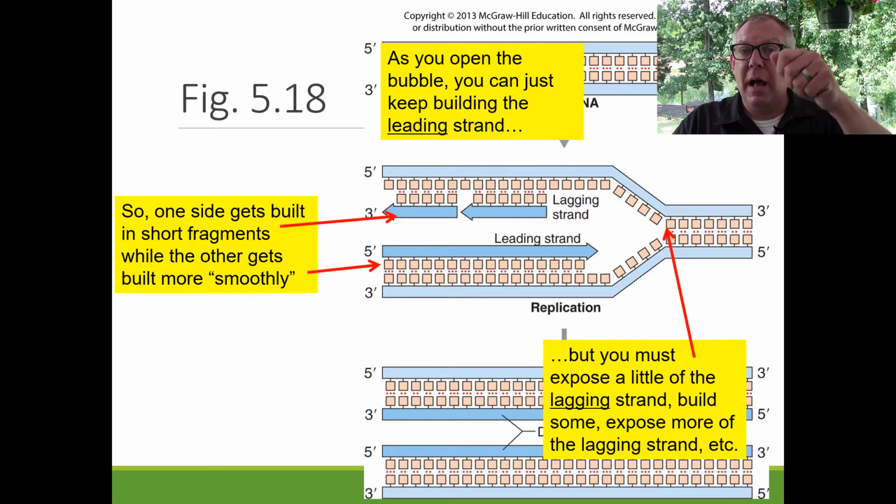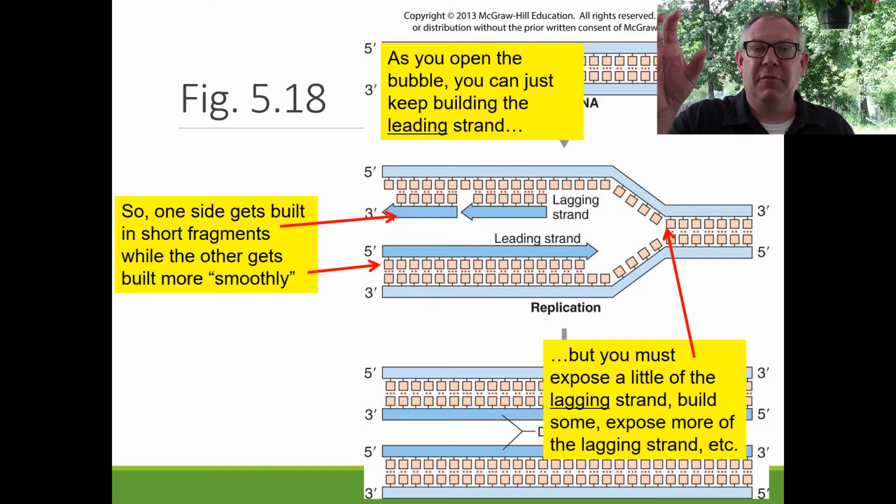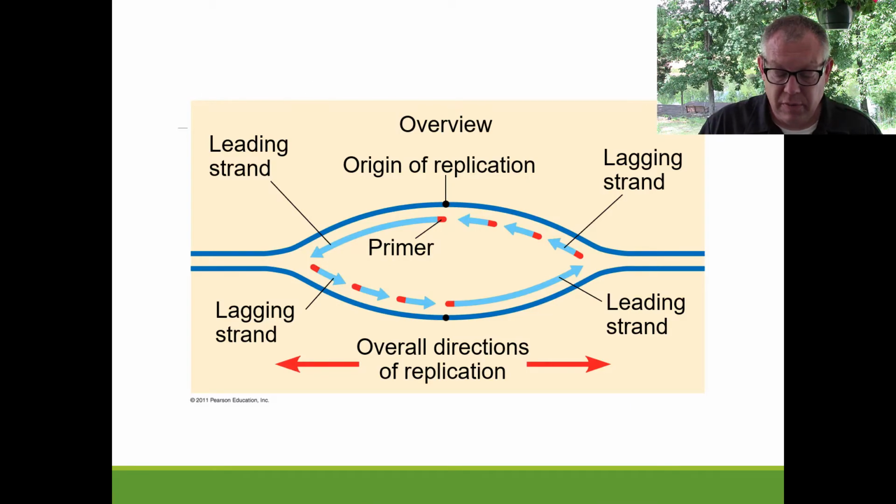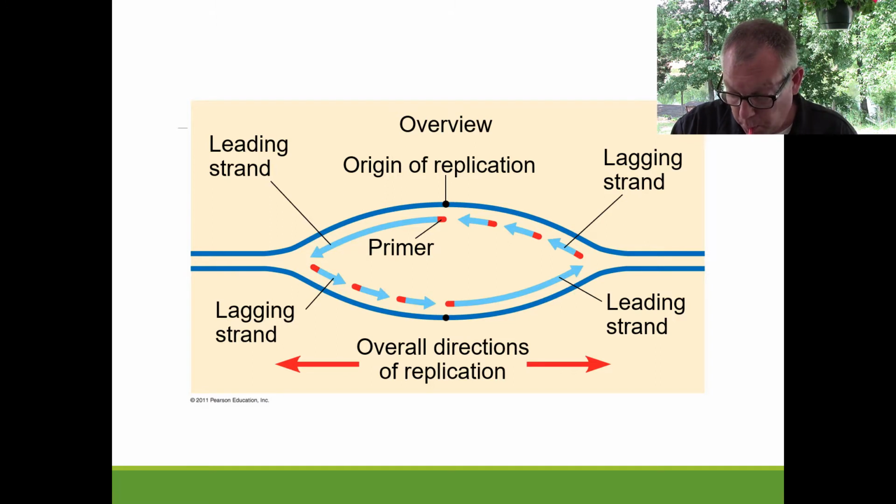And so you have to open it up, and now you can build a little bit, and then you have to open it up, and now you build a little bit, and then you open it up and you build a little bit. So it's built in fragments, and that's called the lagging strand. And so in this picture, they're showing you that same thing in just a different way. You can see how some of these strands are just one smooth piece. They're easily built in the 5' to 3', whereas the other strands are built in little chunks.